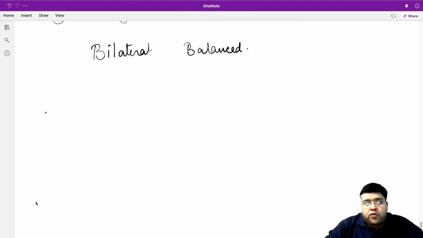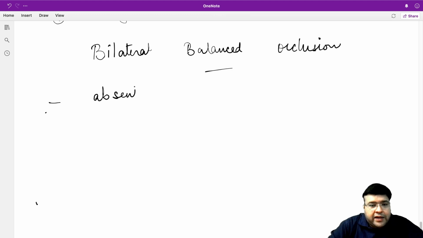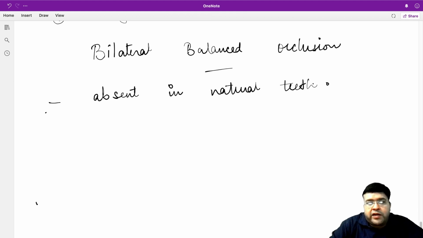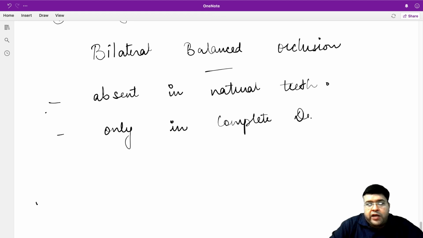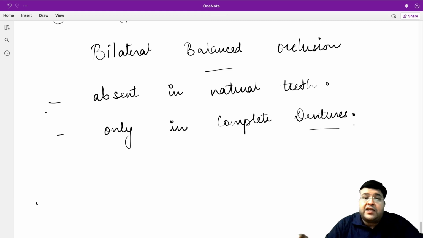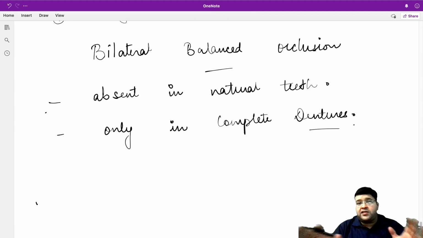Now this bilateral balanced occlusion is absent in natural teeth, right? You do not have bilateral balanced occlusion in natural teeth. It is present only in complete dentures. We need to give this in complete dentures. Why? We have already talked about it, because the denture base is movable.